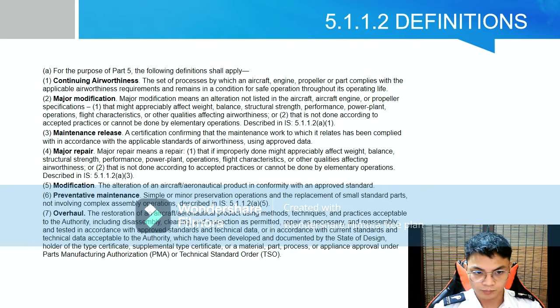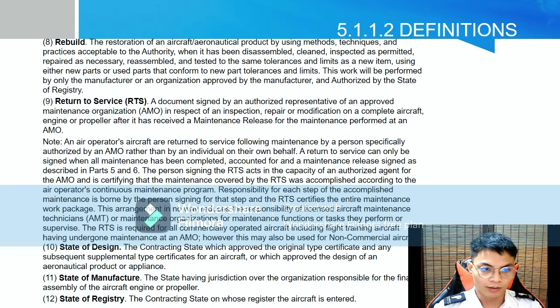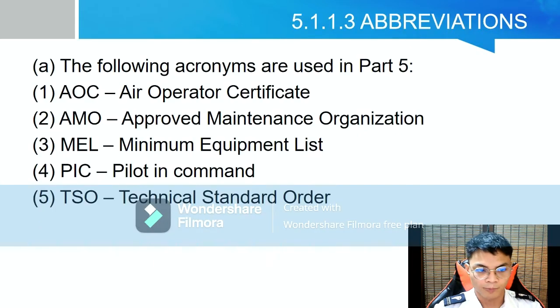So third one will be maintenance release, major repair, modification, preventative maintenance, and overhaul. And for the next one, some other definitions are rebuild, return to service, state of the design, state of manufacture, and state of registry. So all of these definitions are actually important since this defines very important information under the airworthiness of an aircraft. So here are some of the abbreviations.